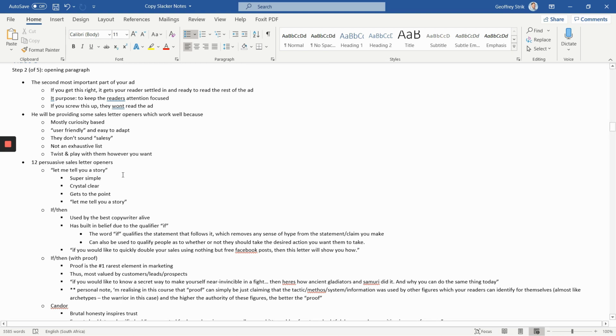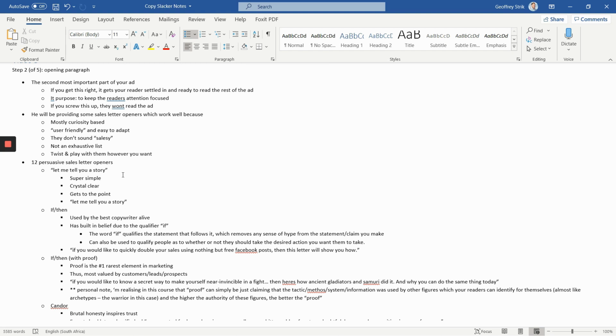So, the "let me tell you a story" opener. This is super simple, crystal clear, and gets to the point. You simply start off after your headline with the opener "let me tell you a story," and then you continue to tell them a quick story that brings up the relevance of your solution.